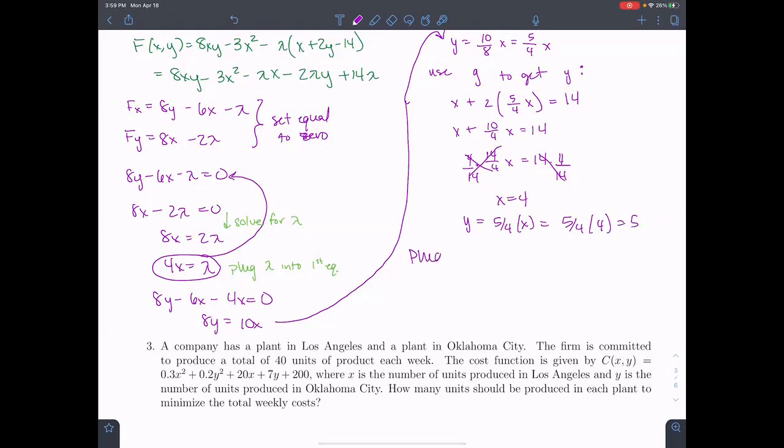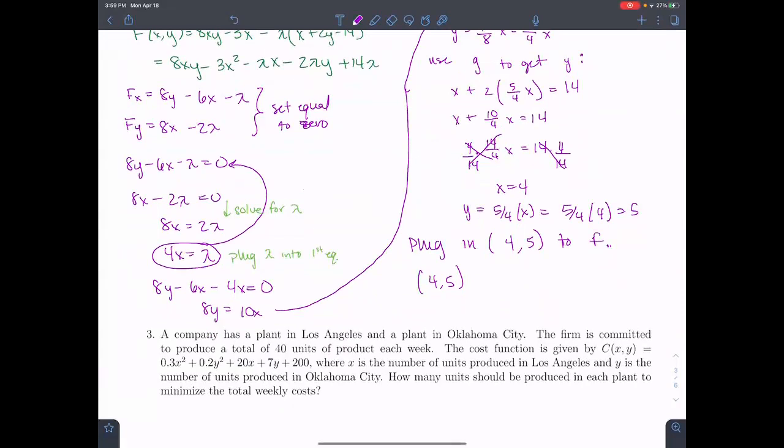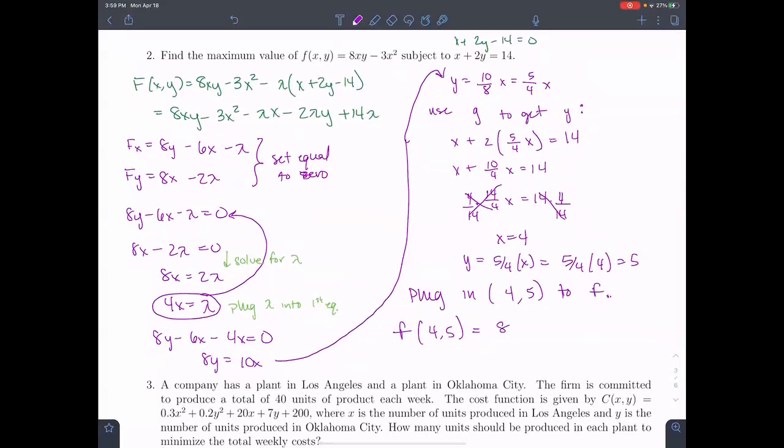So you want to plug in 4, 5 into f. So f of 4, 5, this is a little f to get the minimum or maximum. And when you do that, you have 8 times 4 times 5 minus 3 times 4 squared. This is 112.